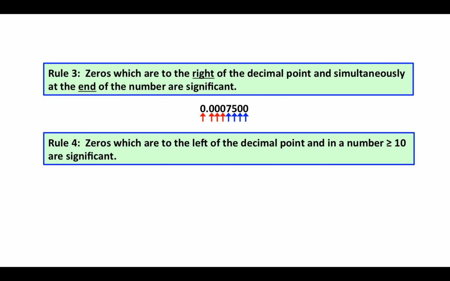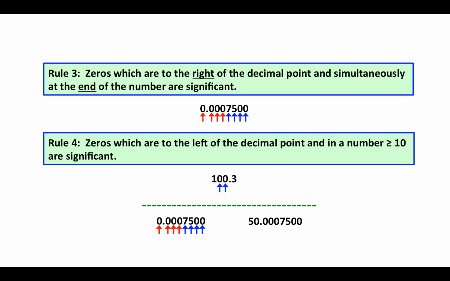Rule 4. Zeros which are to the left of the decimal point and in a number greater than or equal to 10 are significant. So for example, this number here, 100.3, those 2 zeros are significant. Let's look at another example. We already have seen that in this number here, only the 4 digits on the right are significant. But if I put a 5 in front of that number, then those 4 digits are still significant. So is the 5, and that makes all 4 of these zeros in between significant as well.